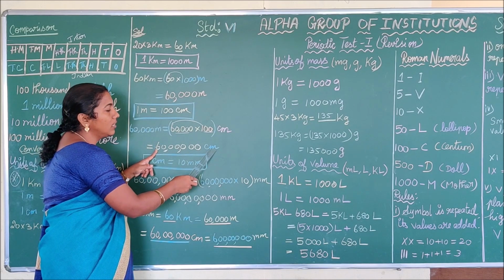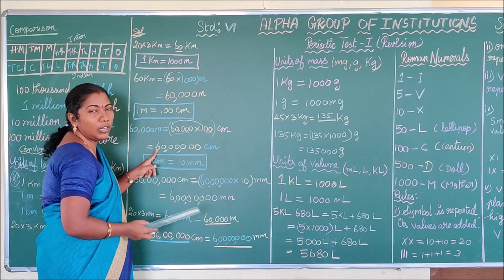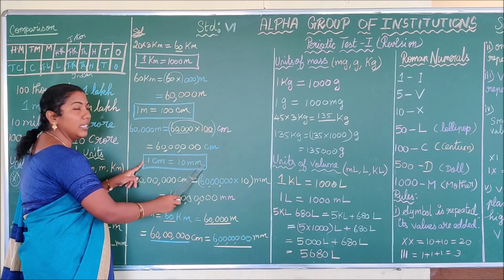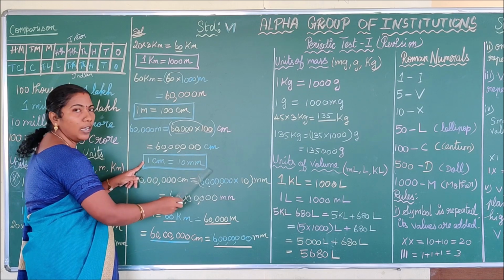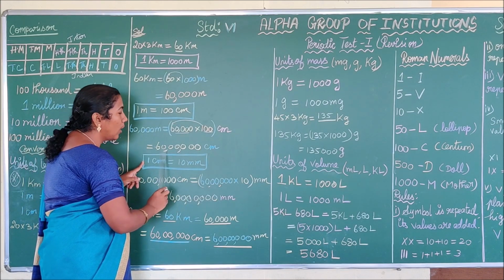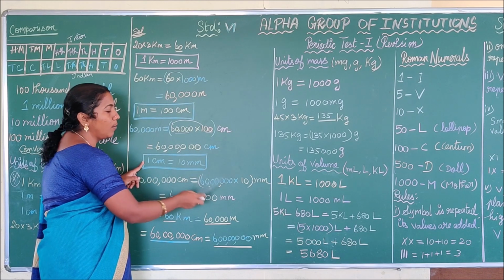Next, you have to convert the centimeter into millimeter. What is the conversion formula? 1 centimeter equal to 10 millimeters. You have to write this formula. 1 centimeter equal to 10 millimeters. In order to convert centimeter into millimeter, you have to multiply this value by 10.